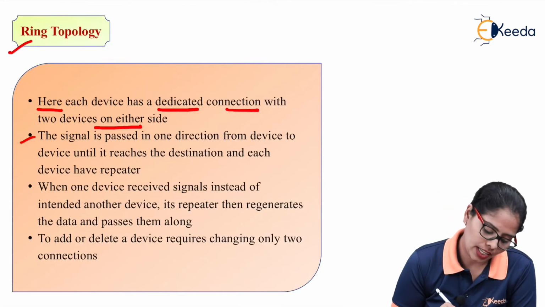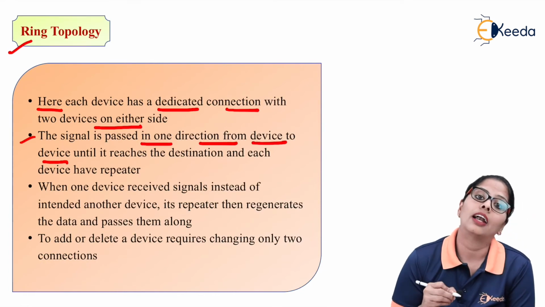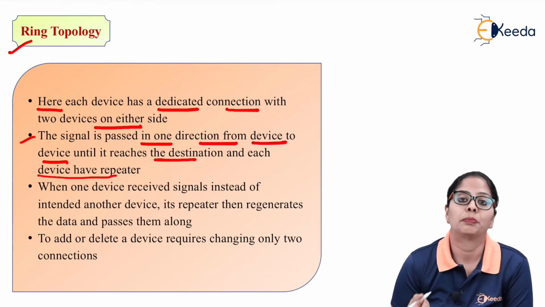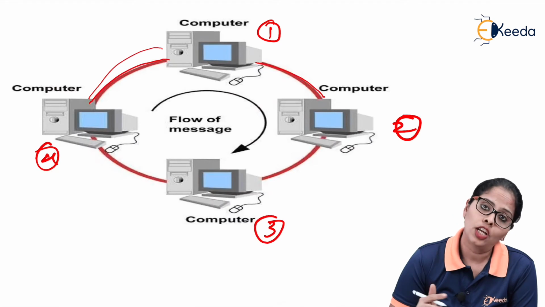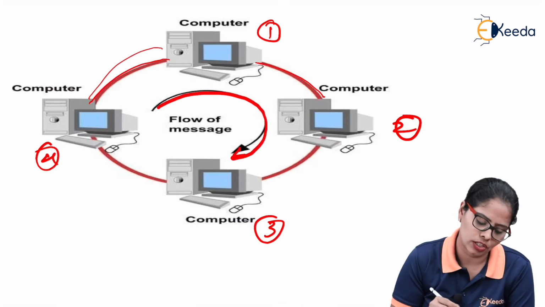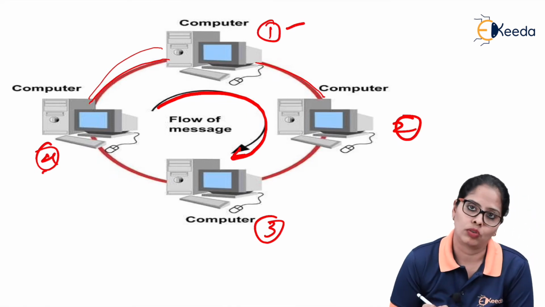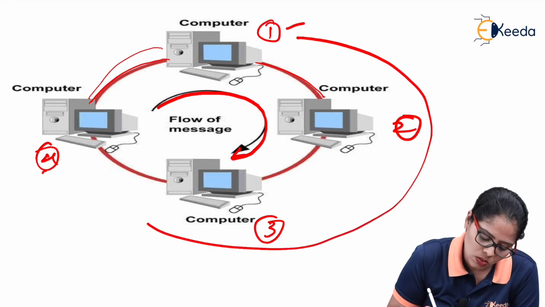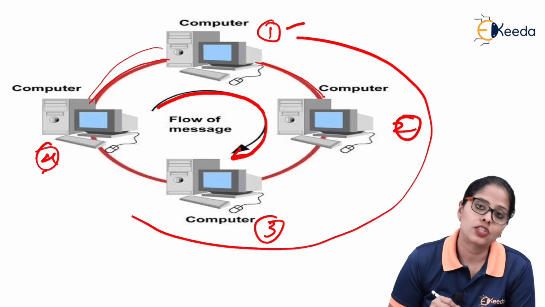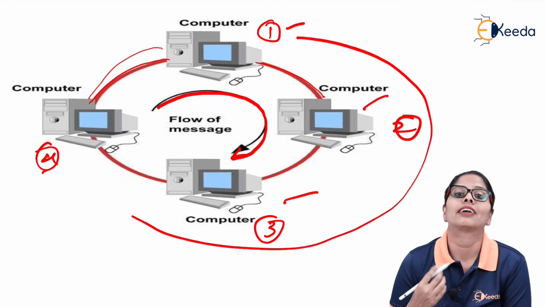The signal is passed in one direction from device to device until it reaches the destination, and each device has a repeater. Now see here, your data can only transmit in this way, only in one direction. For example, if one wants to send data to 4, it has to take this path. It cannot send directly to 4. So the communication takes place only in one direction.